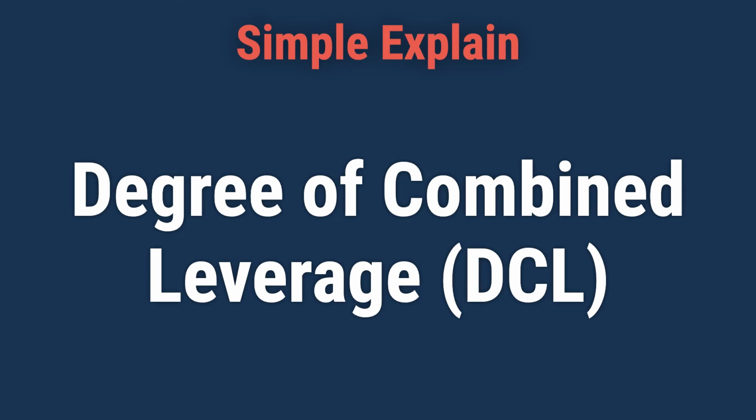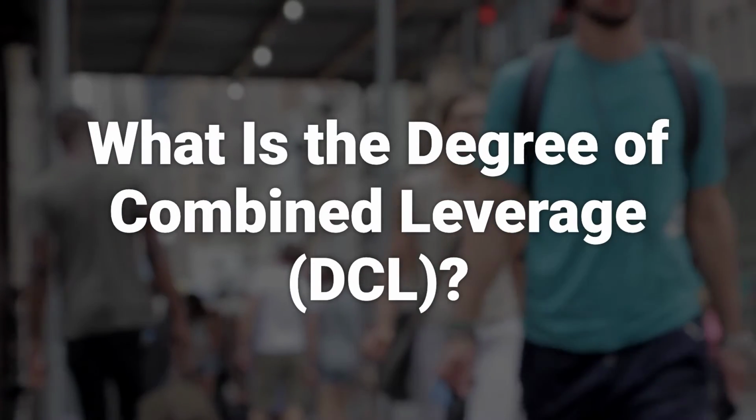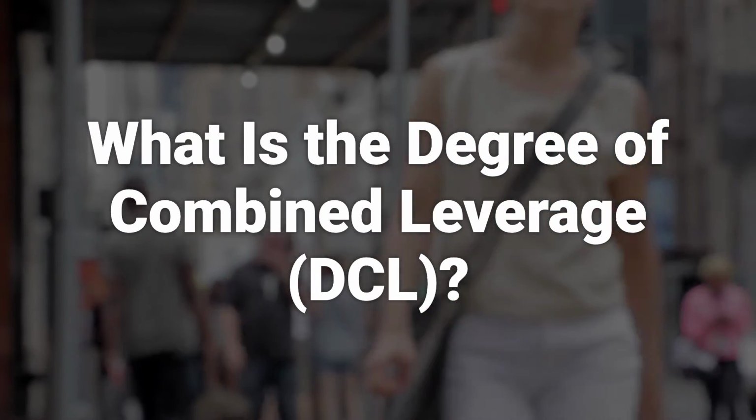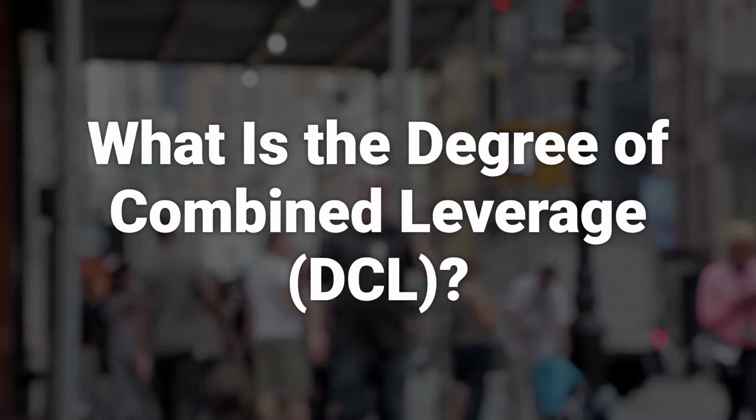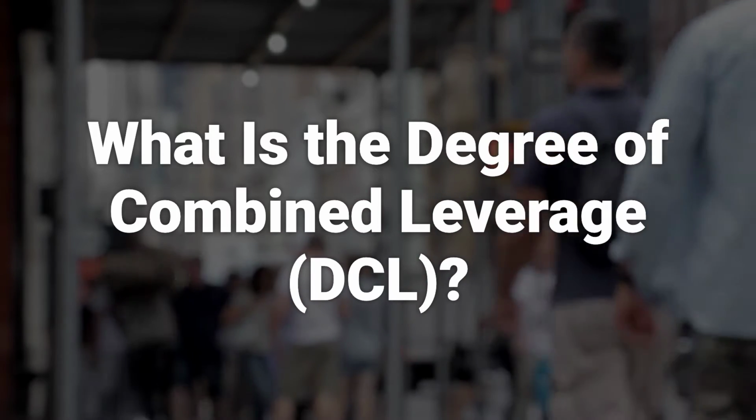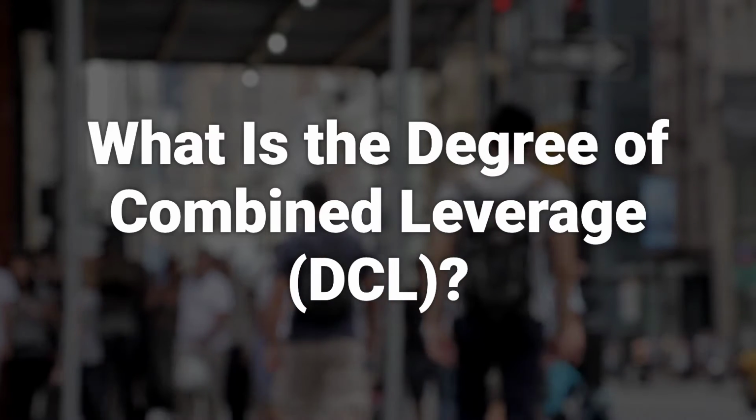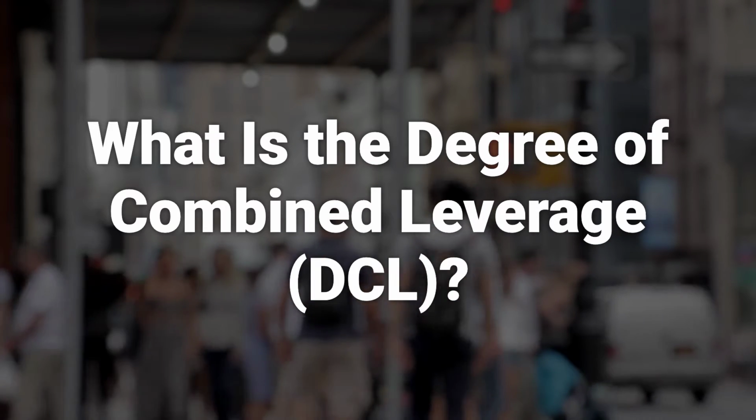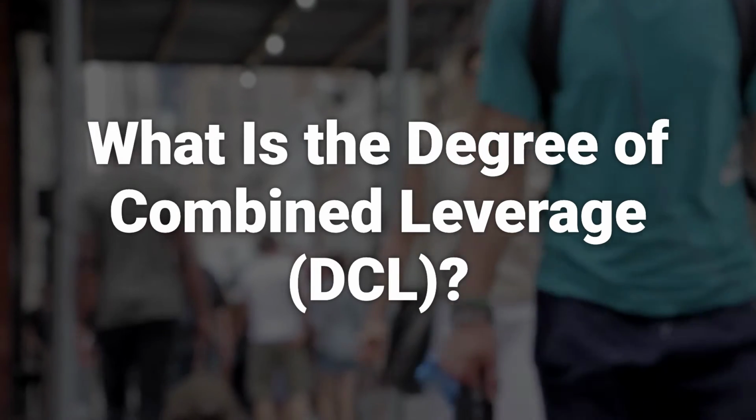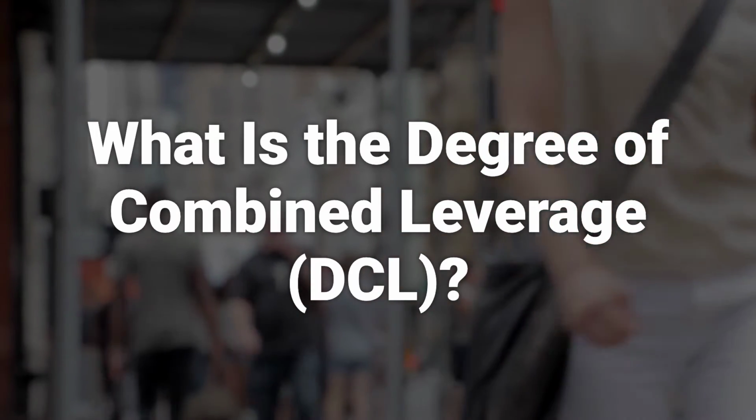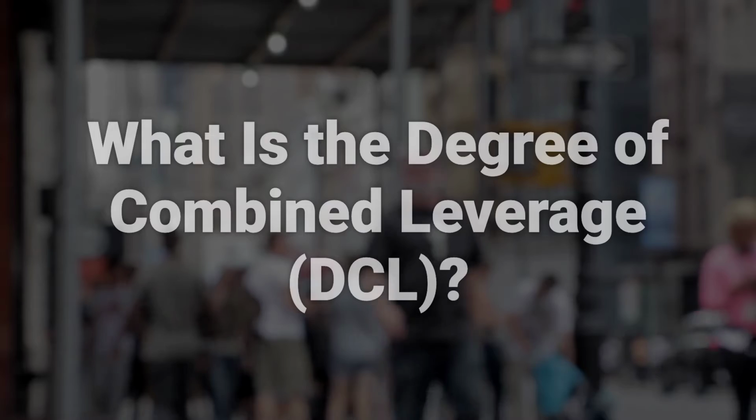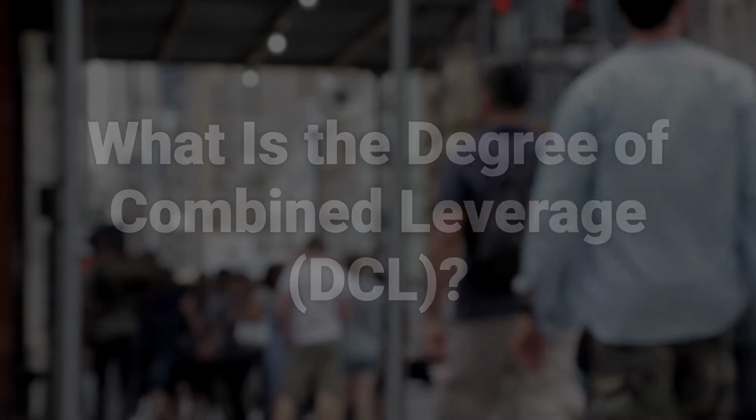Today, we will talk about the degree of combined leverage, DCL. A degree of combined leverage is a leverage ratio that summarizes the combined effect that the degree of operating leverage, DOL, and the degree of financial leverage has on earnings per share, EPS, given a particular change in sales. This ratio can be used to help determine the most optimal level of financial and operating leverage to use in any firm.